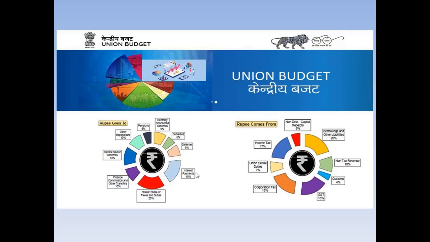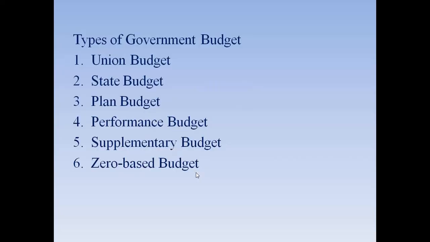Okay, who are in the IPS, IAS, IFS or IRS services. The government pays them money, I mean salary. So the money will go in those areas. Okay, so that is all about your union budget. So who prepares the union budget? Central government.